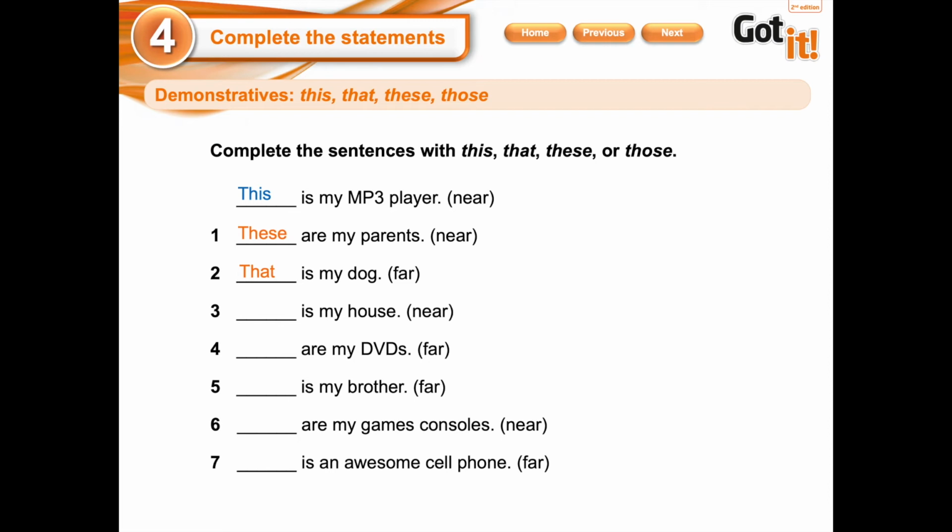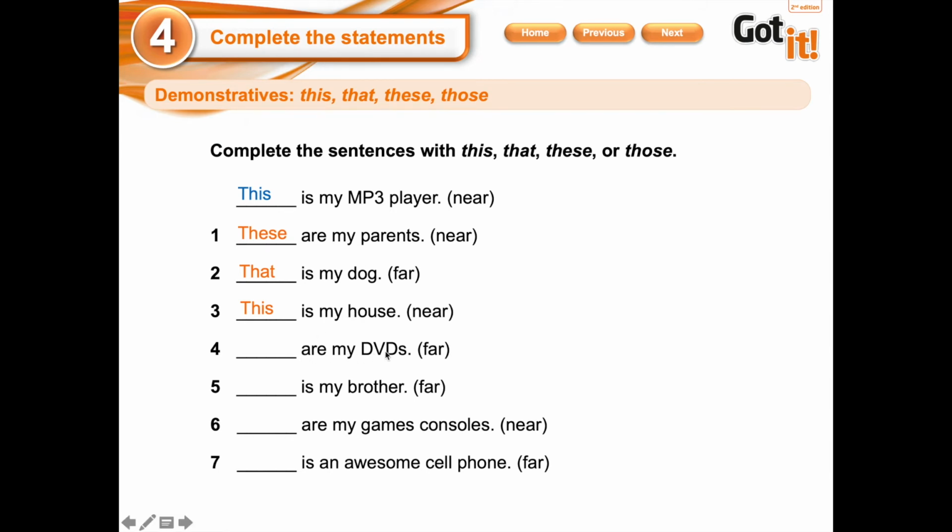"___ is my house." It's only one, and I have near. That is my clue. This or these. Try to remember. This is my house because it's only one, singular. Let's continue with number 4.